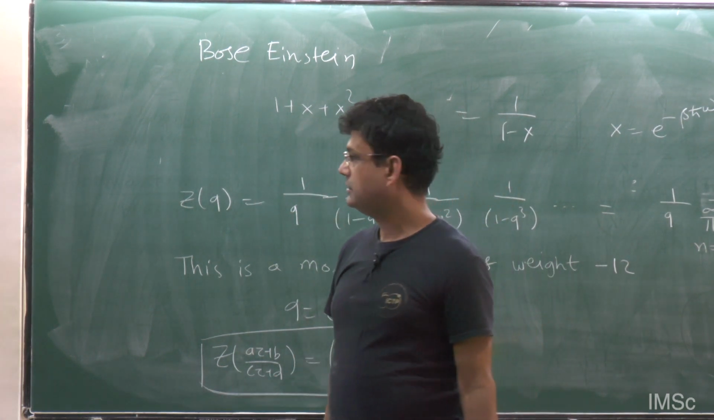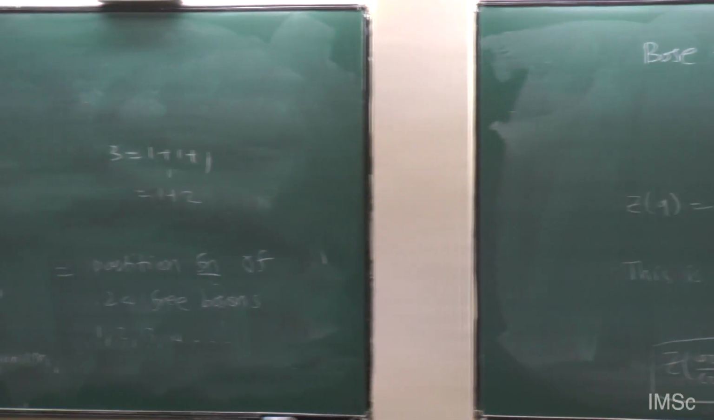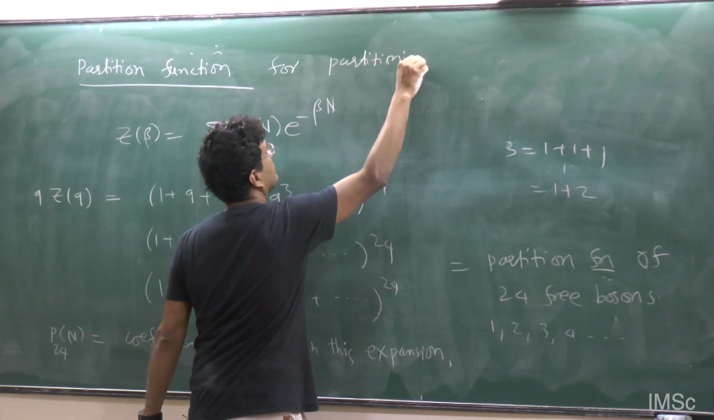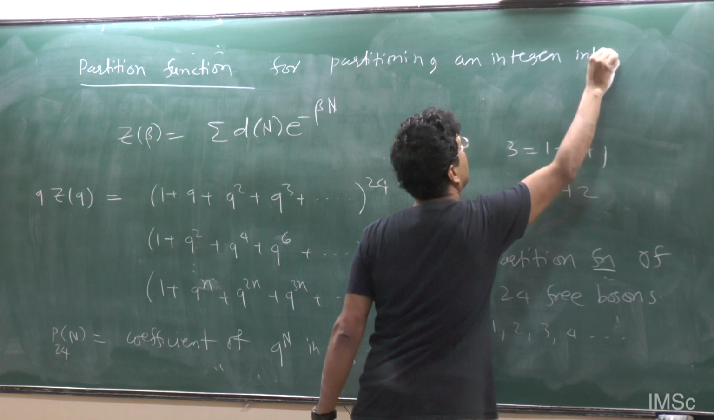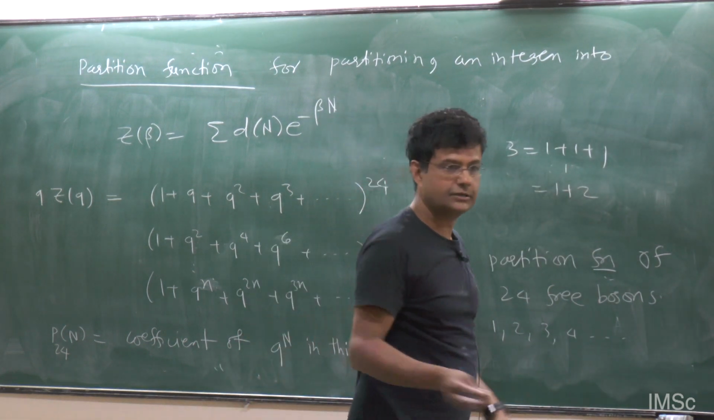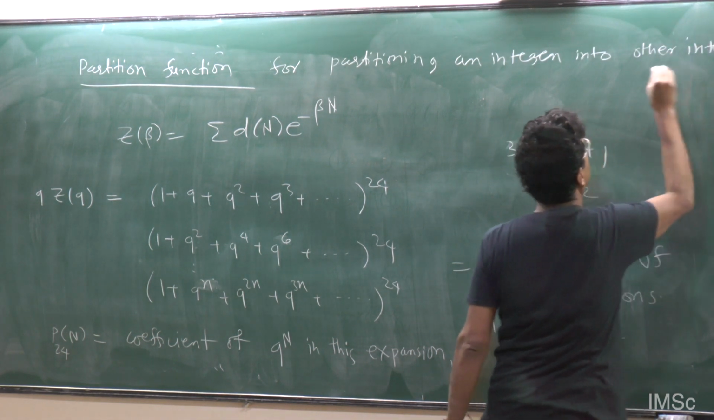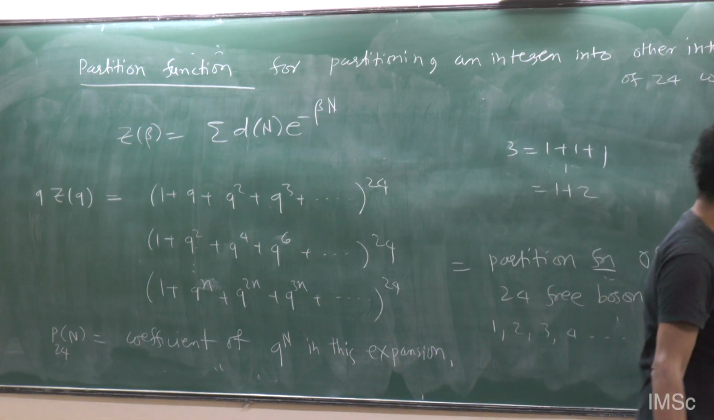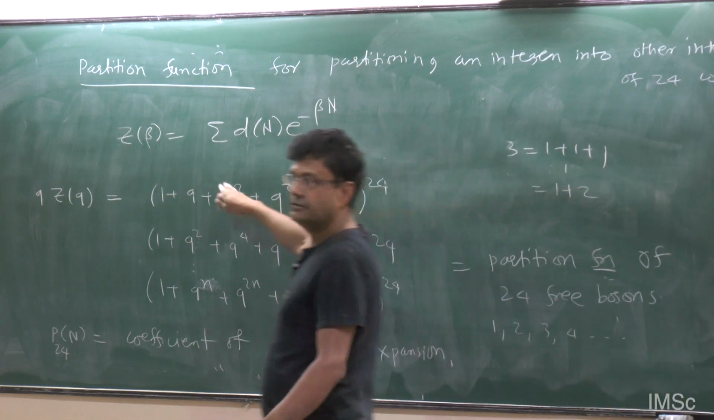What is Z(q) for? What did you calculate? What is the result? What I'm calculating is a partition function for partitioning an integer into integers of 24 colors, 24 different colors. And q is e to the 2 pi i tau. Now here q is just a dummy variable.